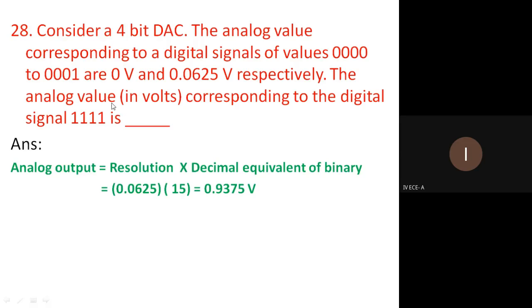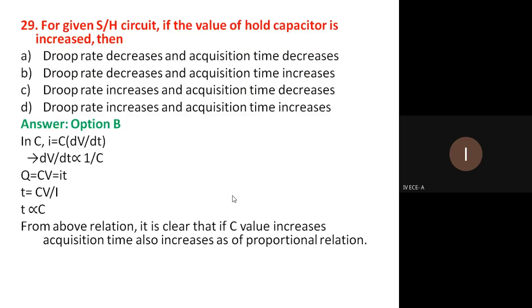The analog voltage for 0001, the decimal value is 1. Similarly, for 1111, the decimal value is 15. Is it right? So 15 into 0.0625 gives the value of 0.9375. This is the value for 15. Clear?